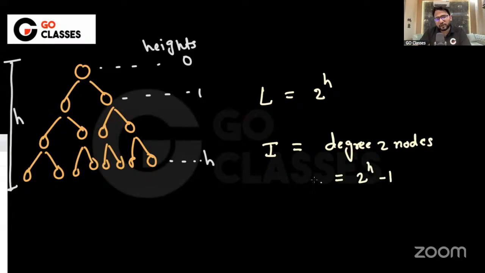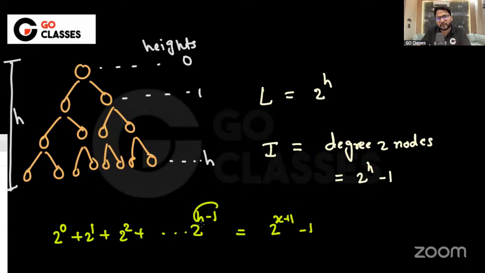One other way to find the internal nodes is by the summation of all these nodes. You can just sum it up: 2 power 0 plus 2 power 1 plus 2 power 2, like this till 2 power h minus 1. Till height h minus 1 you want to sum it up. If the last term is 2 power x, the sum is 2 power x plus 1 minus 1. If you calculate it, it will be 2 power h minus 1. You can easily calculate it. It is 2 power h minus 1. Is this fine to everyone?